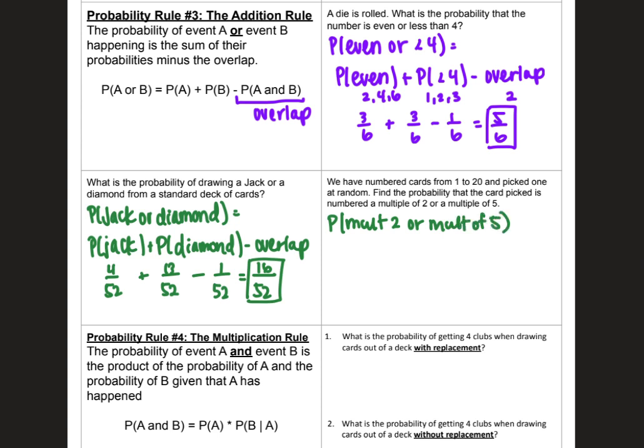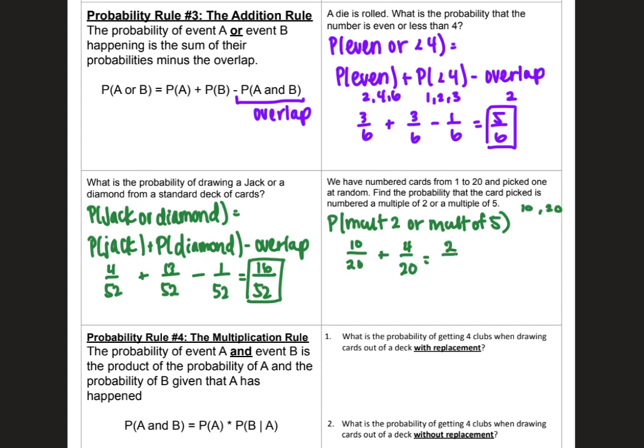So let's first find the probability that it's a multiple of 2. If we're numbered from 1 to 20, that's going to be 2, 4, 6, 8, 10, 12, 14, 16, 18, 20. So there are 10 multiples of 2 out of 20 total cards. Multiples of 5 would be 5, 10, 15, 20. So that's 4 out of 20. And then overlapping cards that are both multiples of 2 and a multiple of 5, that's going to be 10 and 20. So that's going to be 2 out of 20.